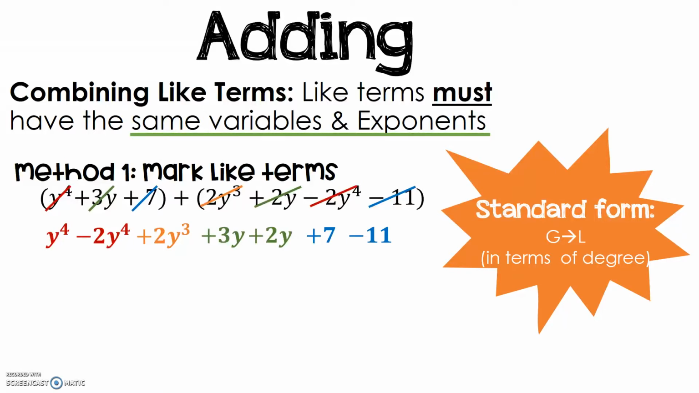On this first one, it becomes negative 1 because you've got a 1y to the fourth and negative 2y to the fourth. 1 minus 2 gives you a negative 1y to the fourth.